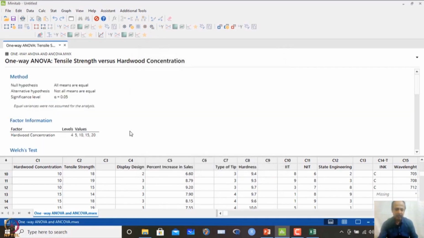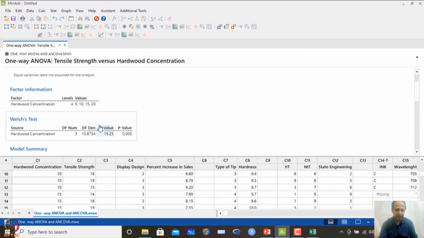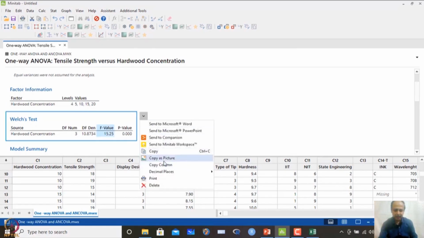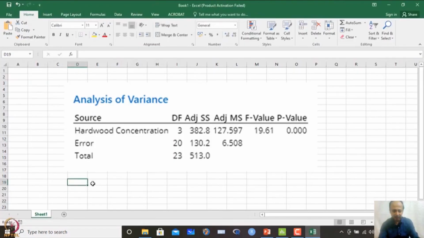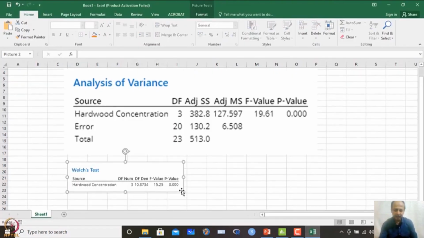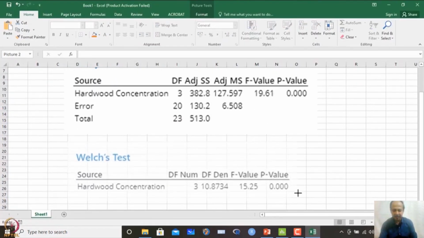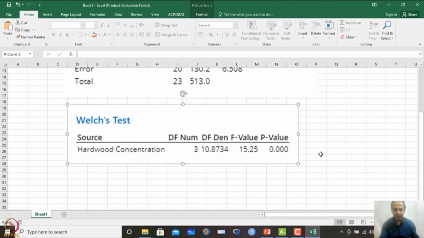So, if you click OK over here, you will get another set of values, which is given over here. I just copy it as a picture and paste it over here, which is equivalent and which is a very strong test also, which is recommended in case the variance is different. So, this is the Welch test that you see over here.